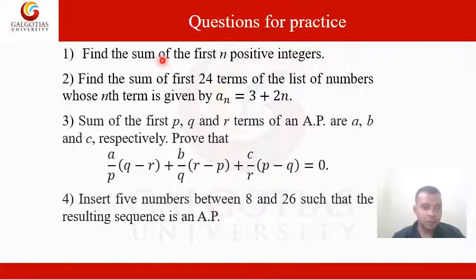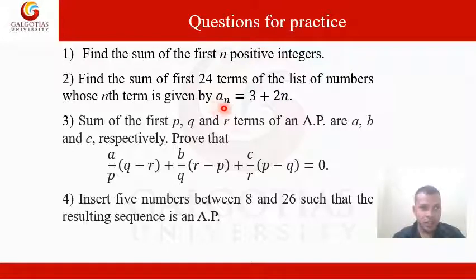Here are some problems for your practice, to understand arithmetic progressions, the sum of arithmetic progressions and arithmetic means more efficiently. My first question is, find the sum of the first n positive integers. Find the sum of the first 24 terms of the list of numbers whose nth term is given by an equal to 3 plus 2n.